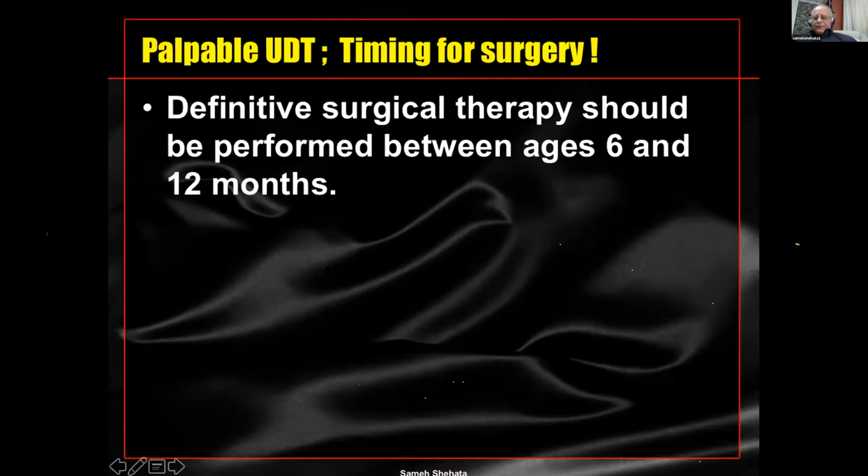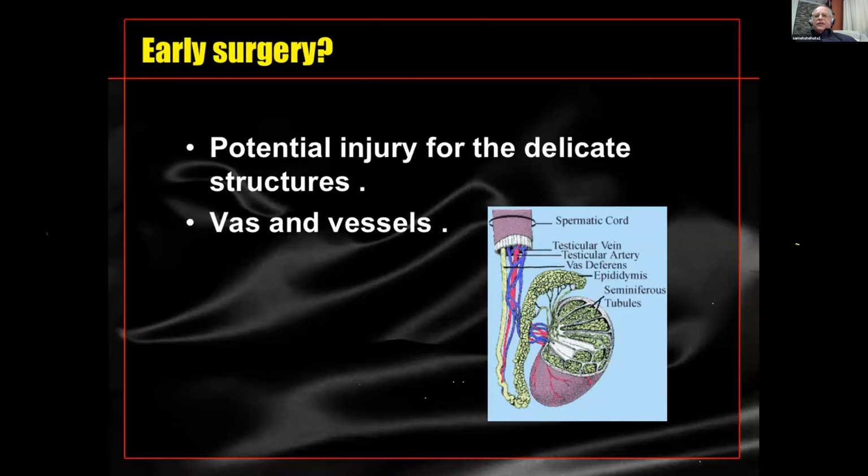Well, I have a point here that again, 6 months and 12 months is the correct answer, but with early surgery, there is a potential of injury to the delicate structures, vas and vessels. However, experienced surgeons are doing the operation, but still, when you operate at 6 months, you see the vessels and the vas are extremely fragile. So maybe if you wait until 12 months, this will minimize the possibility of injury to the vas and vessels, and still you are in the correct window, the safe window of 6 to 12 months.